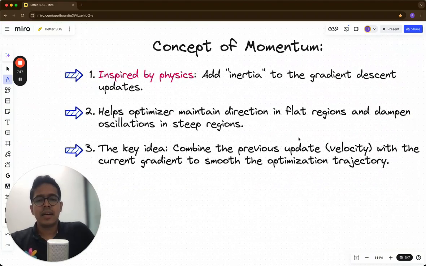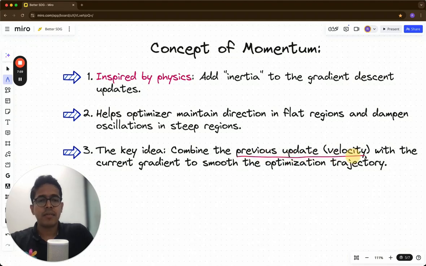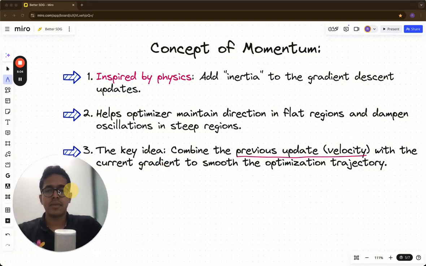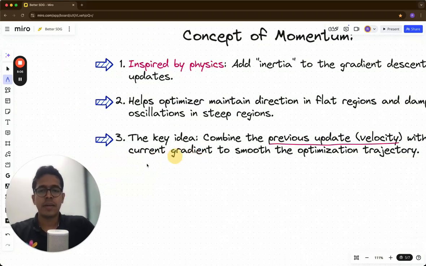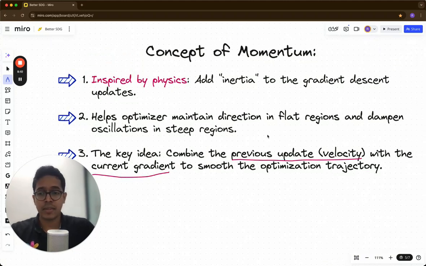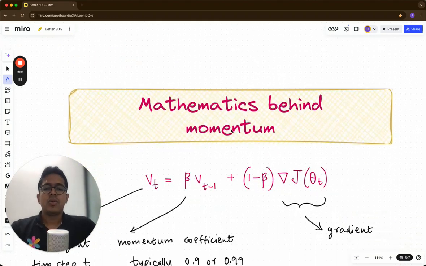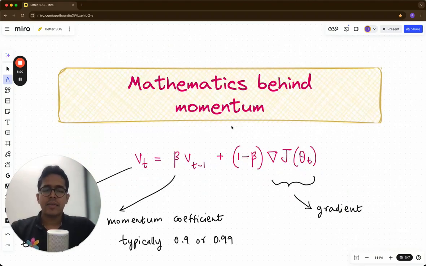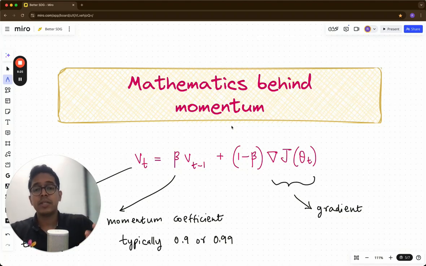So the idea is to combine the previous update value, the previous velocity, with the current gradient to smooth the optimization trajectory, rather than slowing down in flat regions or becoming too fast and diverging or oscillating due to the steepness in steep regions. So this is the idea behind momentum. Let's first discuss the mathematical representation of momentum, and then after that we can implement this in code.